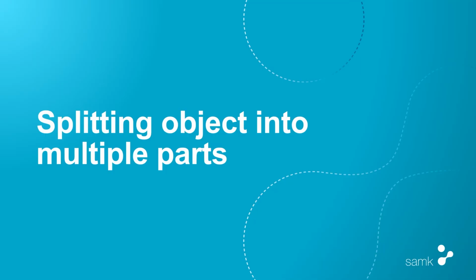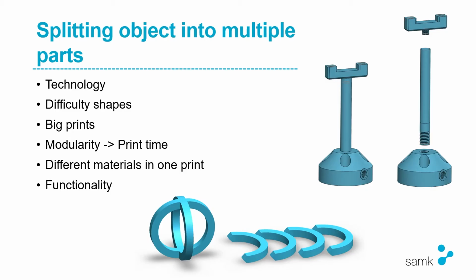So splitting the object into multiple parts, again, is something that might be important. This again is affected by the technology used. The parts below or on the right-hand side can be done, for example, with an SLS machine without the need for supports or splitting it into parts. But if we use, for example, FDM technology, it should be split into several parts.